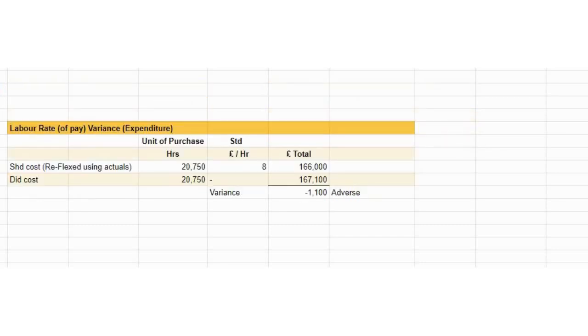So here is the labour rate of pay variance, or the expenditure variance. It's a price variance. The way that I look at price variances is I always think of the unit of purchase.